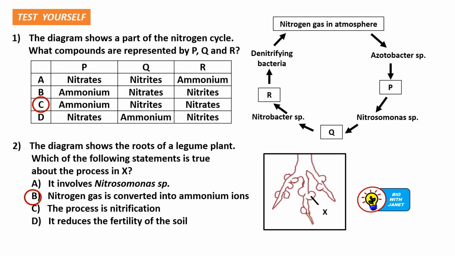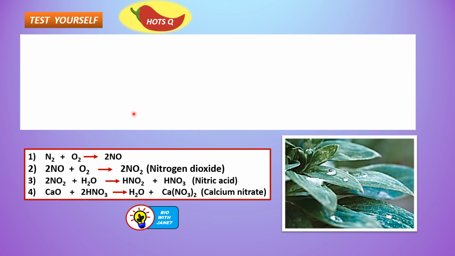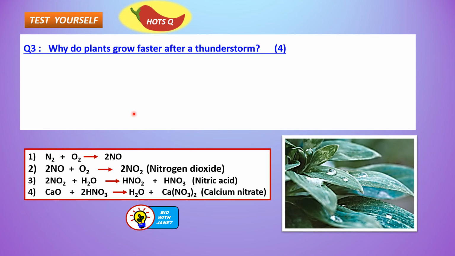Let's look at 2 more HOTS questions. Let's go on to some structured questions. HOTS question. Why do plants grow faster after a thunderstorm? So in a thunderstorm, there will be lightning, right? So what is the effect of lightning in the atmosphere? So pause the video for a while and try to answer this question.